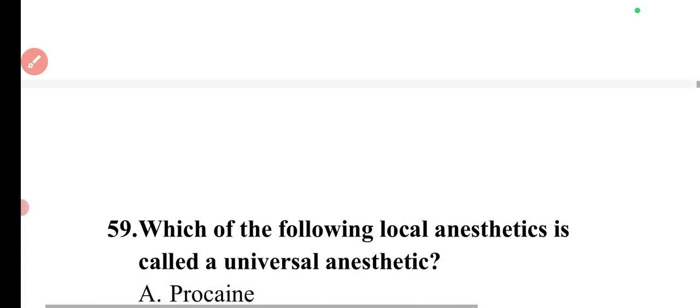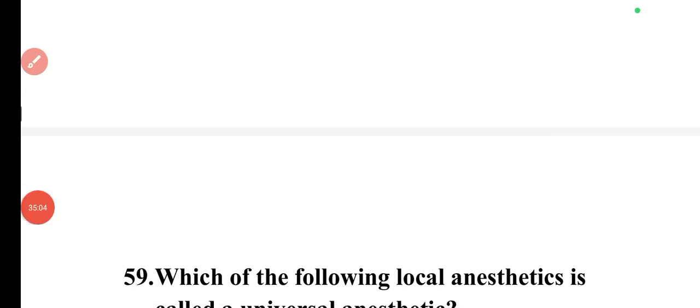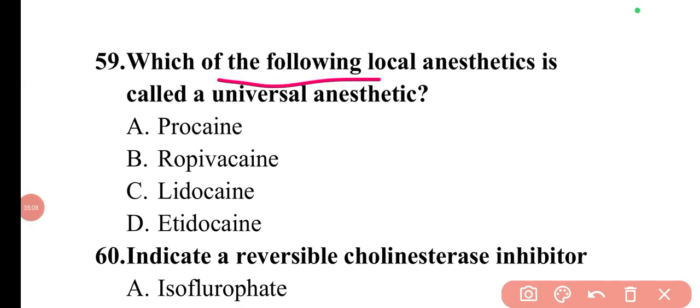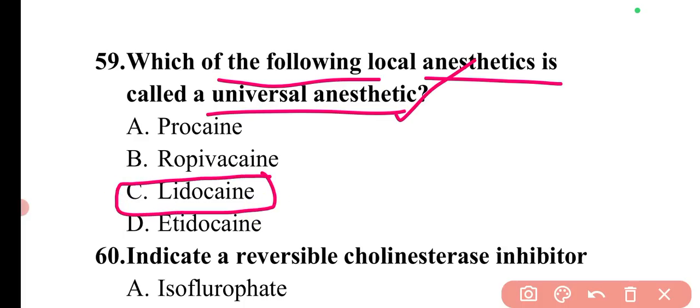Then we can move to another question. Next question is, which of the following local anesthetic is called universal anesthetic? So the universal anesthetic is lidocaine. So here option C is correct.